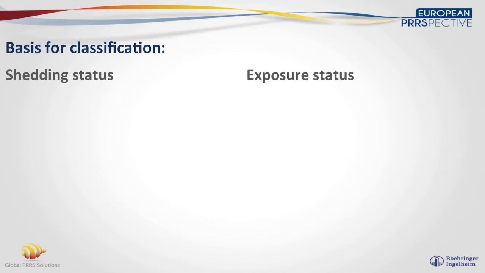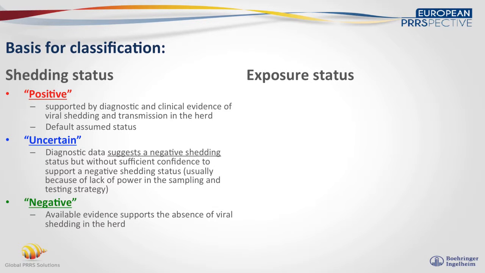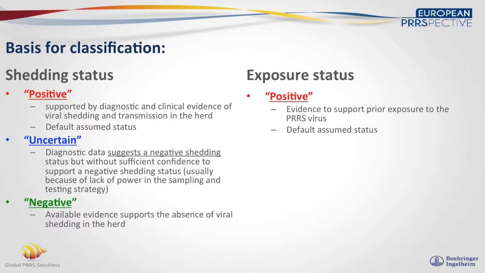So with the shedding status, the first category is positive. So if you're positive, so you have PCR positives, you have diagnostic or clinical evidence of viral shedding or transmission in the herd, or you just don't know. If you don't know, you are automatically in this category. It's the default category.